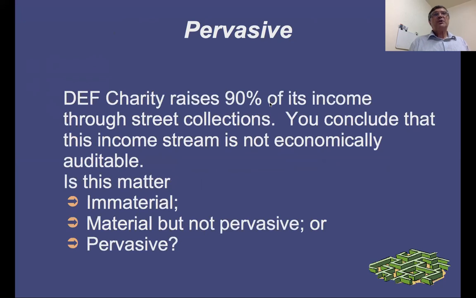So have a look at this one. We're auditing a charity, DEF, and it raises 90% of its income through street collections. You conclude that this income stream is not economically auditable, because I'm pretty sure it isn't. We will have a little poll on this. You'll have to think. 90% of its income, street collections, you can't audit it.